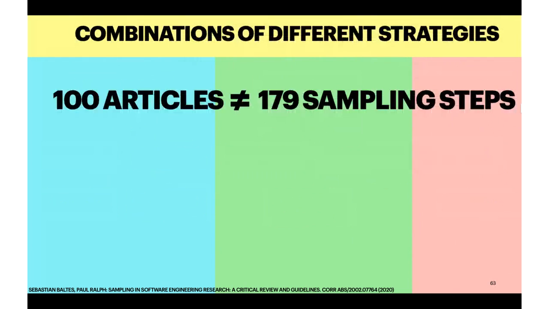So Sebastian Baltes and Paul Ralph, on whose paper this lecture is based, have analyzed 100 articles that have used 179 sampling steps. This is already an indication that several articles use multiple sampling steps, either as part of the same research strategy or as part of multiple research strategies, because again, an article might use multiple research strategies.